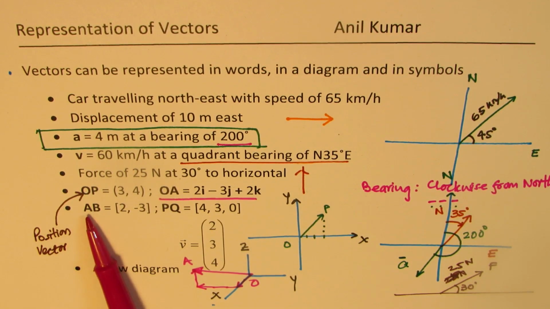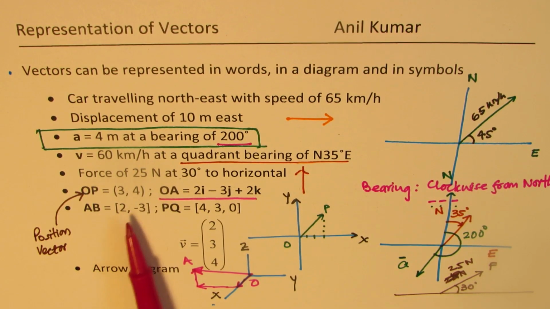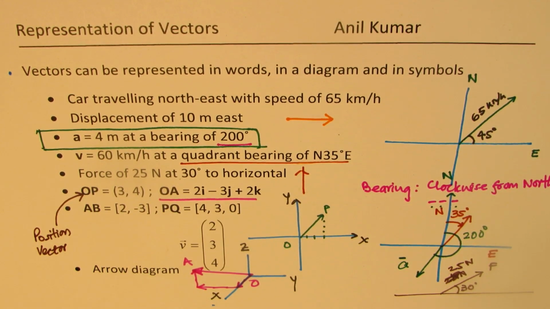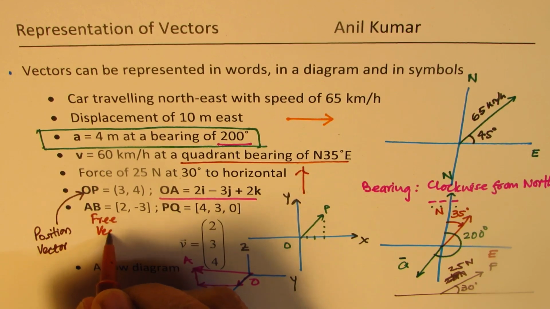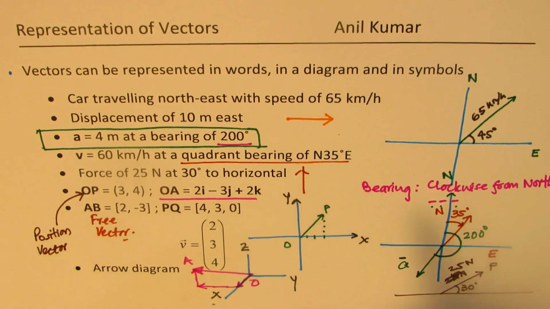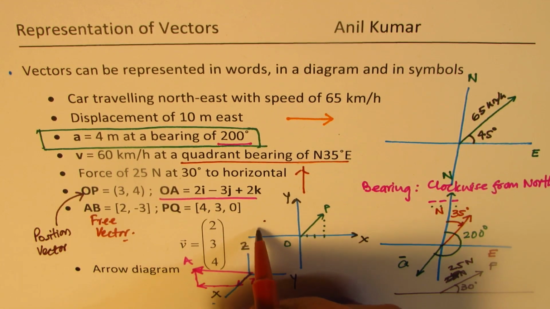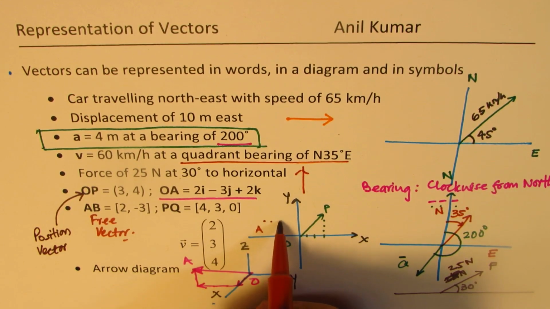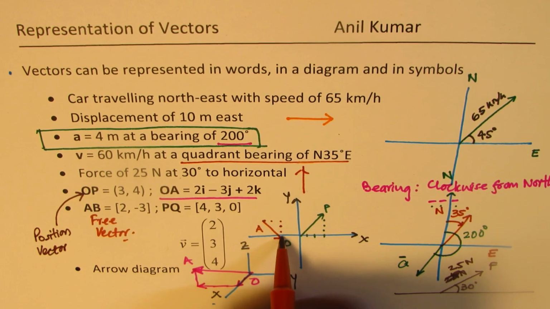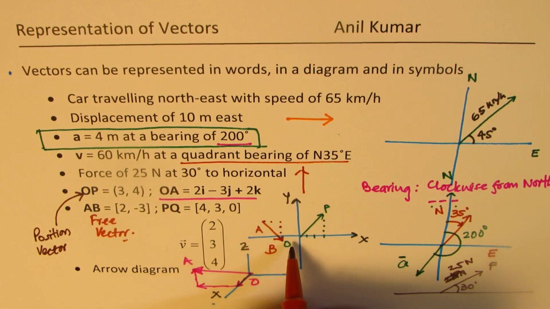Now, vector AB equals 2, 3, we call this a free vector. So anywhere on our plane we could represent it, for example, A could be this point, right? So from this point, 2 units, and minus 3 means go down 3 units, 1, 2, 3, for example. So that could be your vector AB. Does it make sense to you? So these are free vectors.